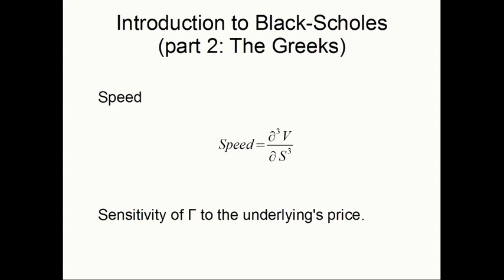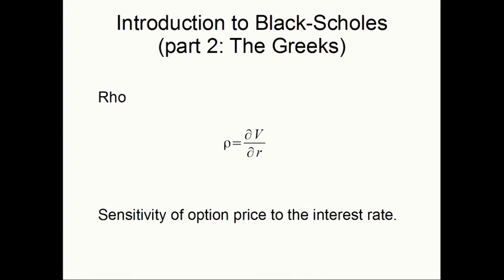Speed is the third derivative of v with respect to the underlying price. In other words, it is the sensitivity of gamma to the underlying price. Rho is the sensitivity of the option price to interest rates.